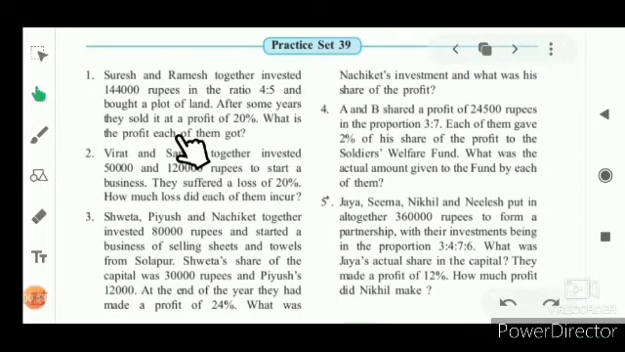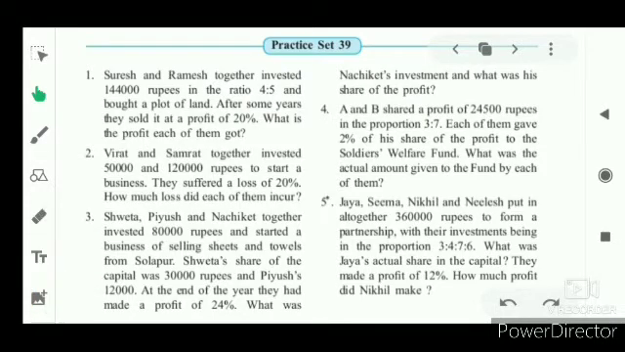So here Suresh and Ramesh are the two persons that have invested a total amount of 1,44,000 in the ratio of 4:5. They bought a plot of land for 1,44,000. Then after some years they sold it at a profit of 20%. The profit was 20% of 1,44,000. So we have to find out what profit each of them got, how much profit will be divided to each one.